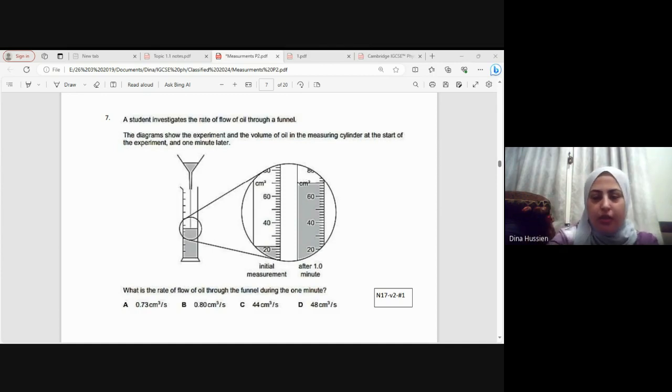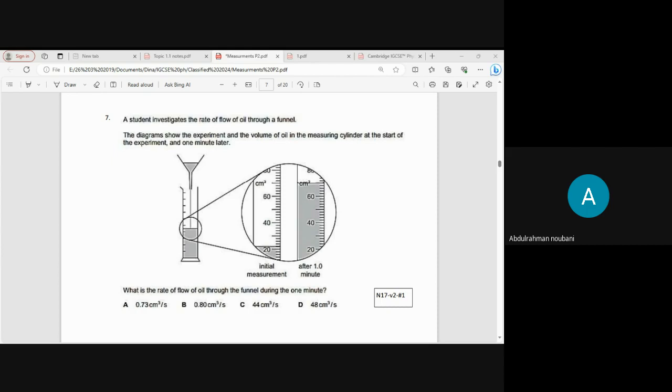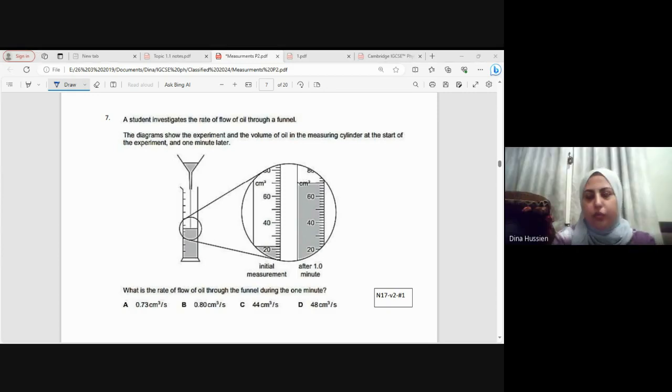What do you think? Okay, Miss, I found the difference between the volume in 1 minute. It's 70 minus 22, which is 48. Then I did 48 divided by 60 seconds, which is 1 minute. The answer was 0.8. Okay, so I need someone from those who got C to tell me why. Do we have a volunteer?